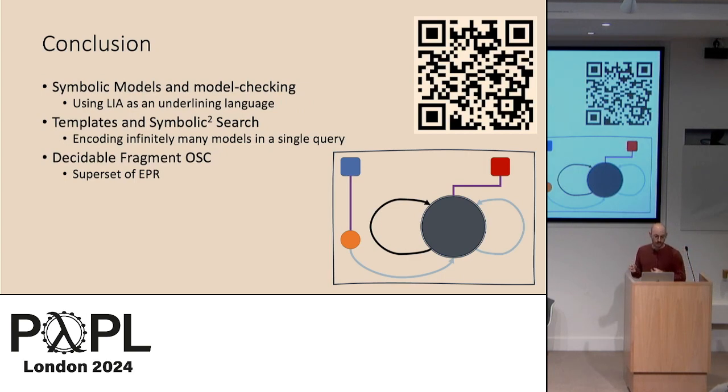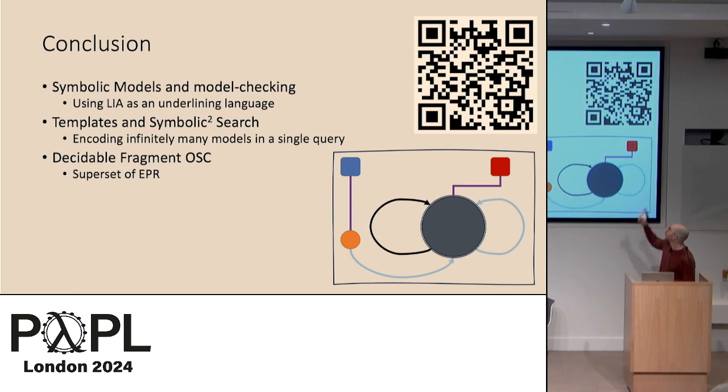That's it. So to conclude, we developed the formalism of symbolic models and their model checking, and we use LIA as the underlying language to describe the symbolic parts of the symbolic models. We introduced templates as an efficient way to search a potentially infinite space of infinite models. And we have a decidability result for the new fragment OSC, which is a superset of EPR.